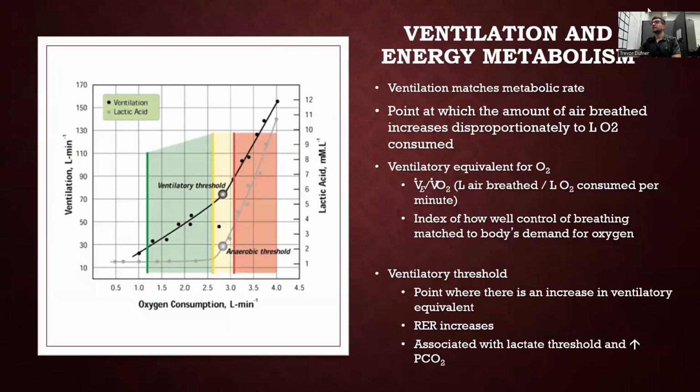So we're talking about ventilation and energy metabolism. Ventilation matches metabolic rate. As you work harder, you are burning or utilizing more ATP, which means you need more oxygen for the ATP. The stimulus is the activity. You want to run, you want to sprint.